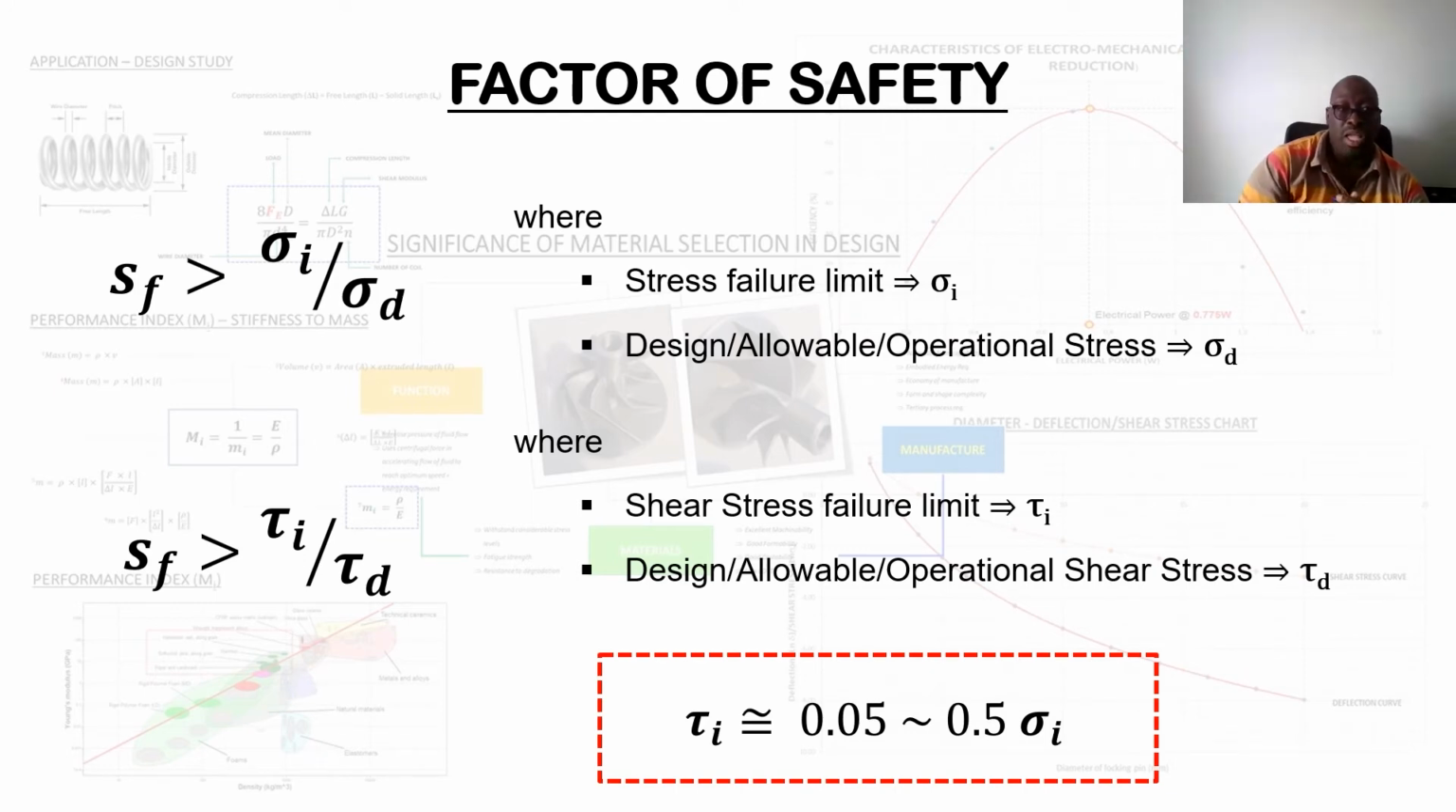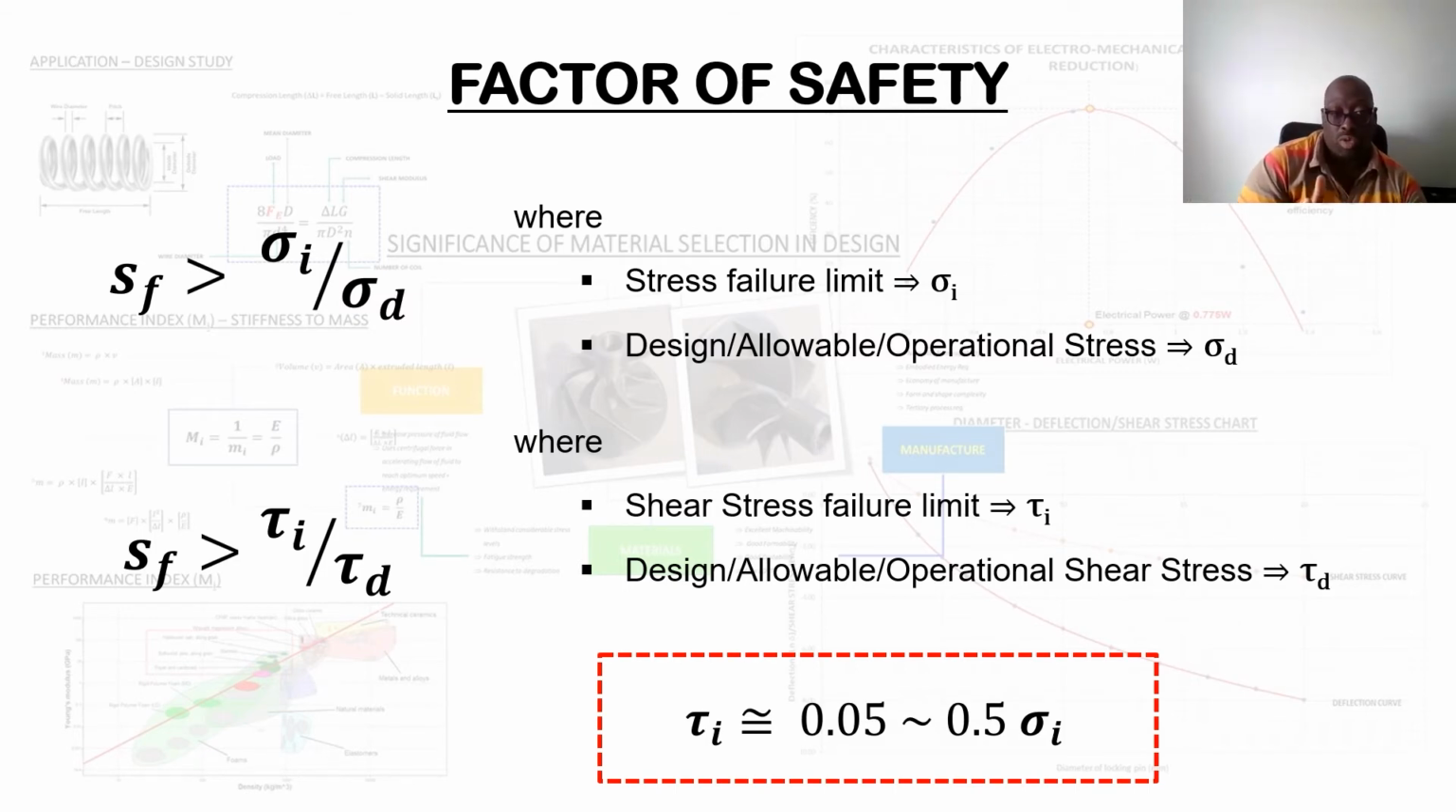All right. And likewise, tau f is the shear stress failure limit. So whether that is with respect to the UTS of the material, or with respect to the yield limit of the material, essentially that's basically the shear limit. And tau d is more or less the design shear stress.